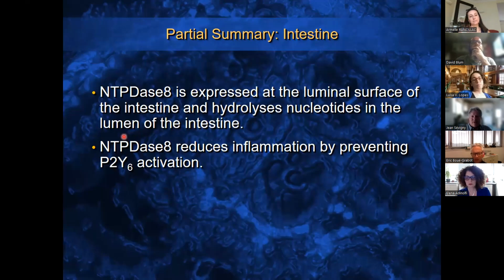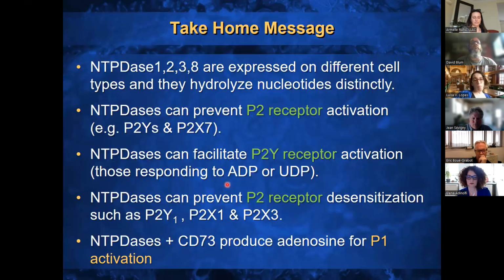So just to make a quick summary of this fourth example, NTPDase8 is expressed at the luminal surface of the intestine. It hydrolyzes nucleotides in the lumen of the intestine. And by doing so, it reduces inflammation by preventing P2Y6 activation. P2Y6 is not known as a receptor that can desensitize, so obviously an NTPDase can block the activation of this receptor. So that's a second example where an NTPDase can block P2Y activation.